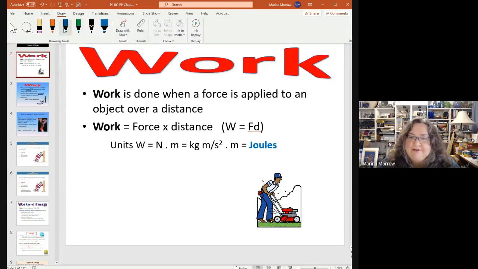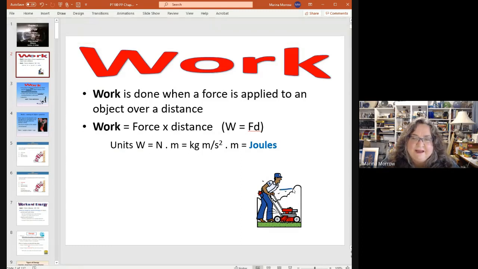And so down below, there's the picture of the lawnmower, right? Somebody is doing work. And as he pushes that lawnmower, he would be having force times distance. And as long as it actually works, then you can have what's called net work. So we'll talk about that too. So as long as it goes somewhere.